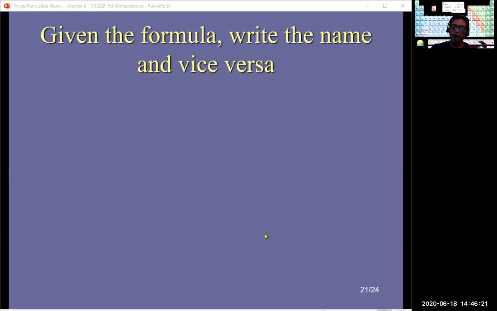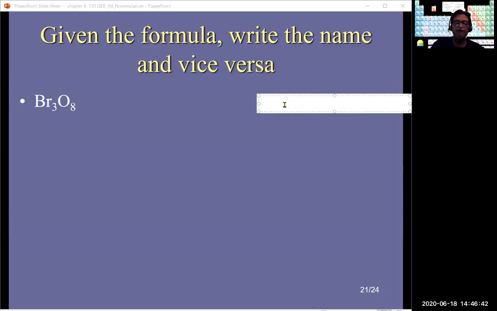All right, and here same scenario with the compounds. You can be given the formula or given a name. You need to go one way or the other. All right, so here we have this compound. First thing to do, my suggestion is to first write the base name. Okay, don't worry about the prefixes right now. Just get the base name.